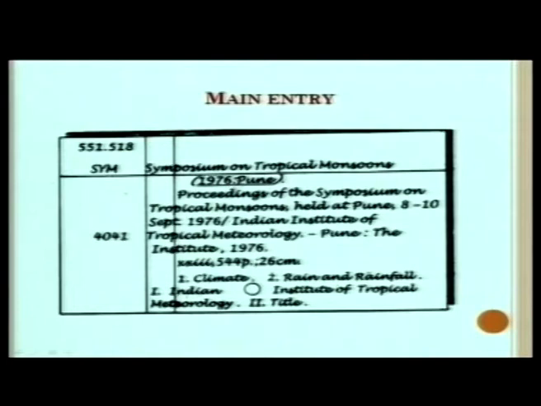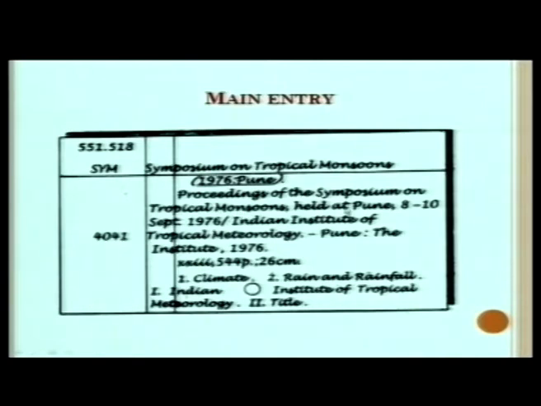The main entry, the call number is written as usual in the left corner, leaving one space, class number and book number, and a symposium on tropical monsoons. So, here you find no number for the symposium, it is only the year and the place, both have been recorded. Since there is no number mentioned, we do not have to worry about that, we simply record the details whatever we have on the title page.